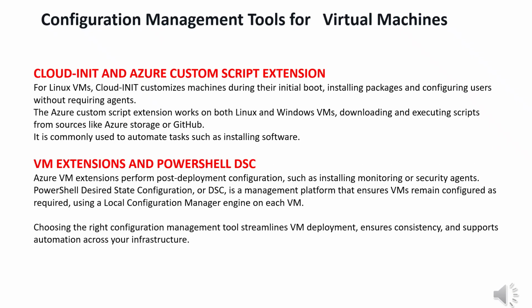For Linux VMs, Cloud Init customizes machines during their initial boot, installing packages and configuring users without requiring agents. The Azure Custom Script extension works on both Linux and Windows VMs, downloading and executing scripts from sources like Azure Storage or GitHub. It is commonly used to automate tasks, such as installing software. Azure VM extensions perform post-deployment configuration, such as installing monitoring or security agents.